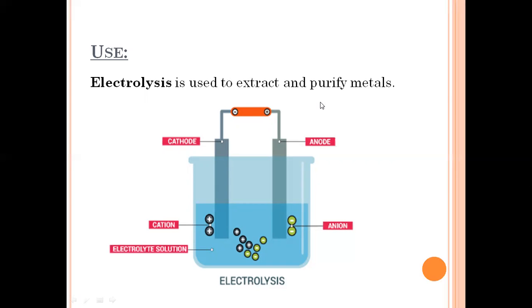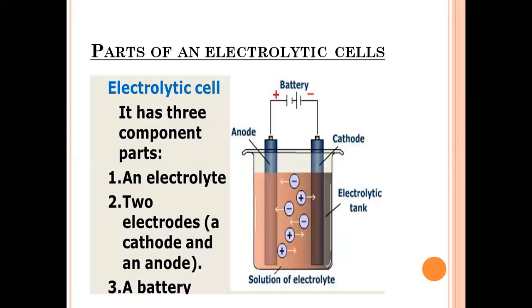There is the electrolytic cell. Here we use the liquid and pass the electricity, then we check what happens in this cell. So here is the electrolytic cell and the parts of the electrolytic cell. The very first part is the electrolyte, and there are two electrodes. One is the anode and the second is the cathode. We also use a battery to join these electrodes.